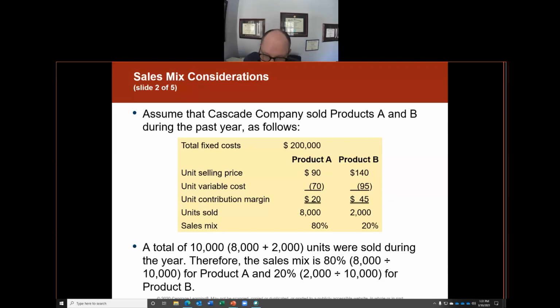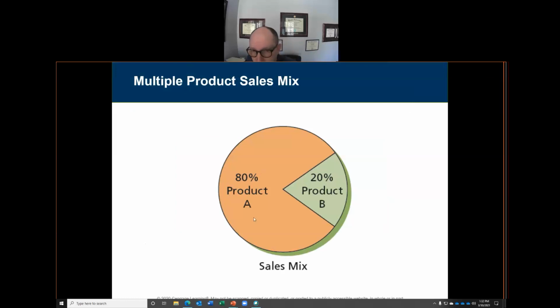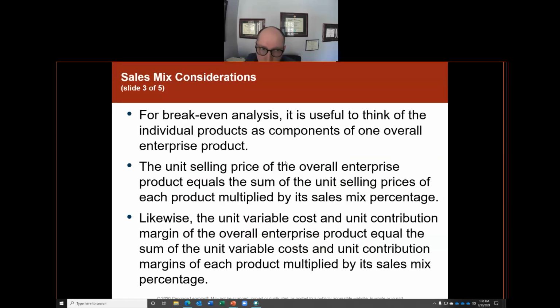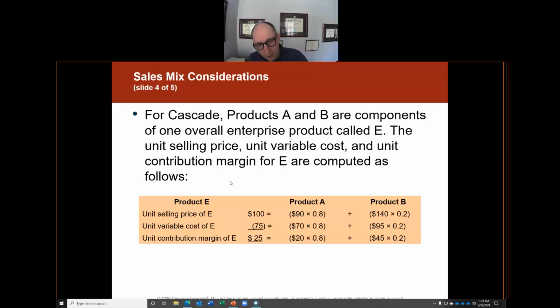How do I find 10,000? We added products A and B together. 8,000 plus 2,000 is 10,000. Product B, sales mix is 20%. 2,000 divided by 10,000, 20%. And that's what that looks like. 80% product A, 20% product B, you see 100%. And for sales analysis, that helps a company to identify their product mix.